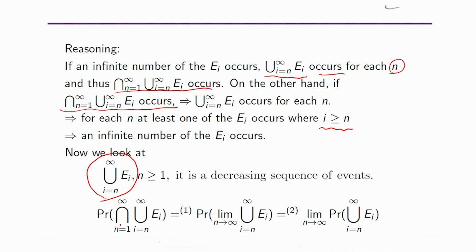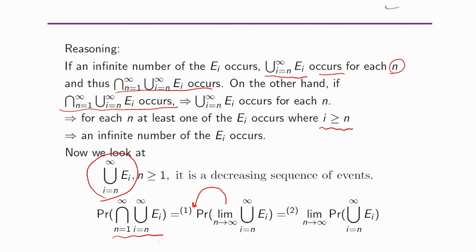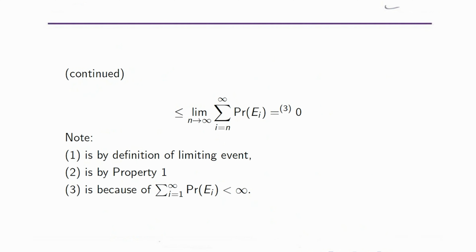So the probability of the intersection of the unions of E_i is actually equal to the limit, because of property 1, right? We can take the limit because this is the definition. This is because the union of E_i is a decreasing sequence. And because of property 1, we can move the limit outside of the probability. Okay? So if we move that outside the probability, that goes to this equation. And also the probability of the union of E_i is less than or equal to the summation of the probability of E_i, right? And then if we know that the summation of the probability of E_i is less than infinity, then this will become 0.